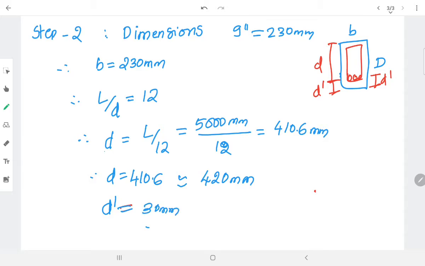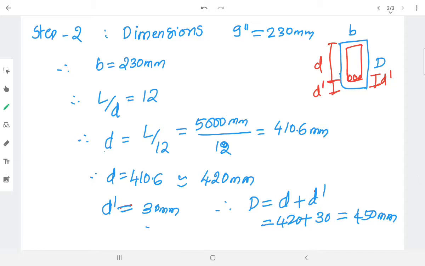Okay, I may take d dash of 30 to 50 mm for beams. So capital D will be equal to how much? D plus d dash, that is equal to 420 plus 30. Okay, total it is 450 mm. Total depth, capital D, of the beam is equal to 450 mm.